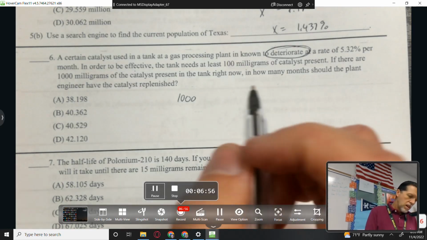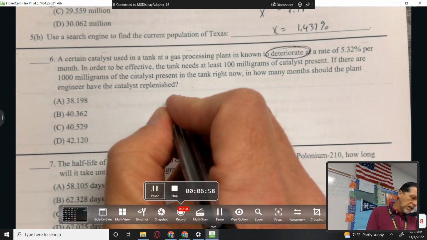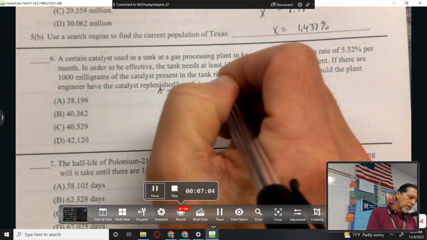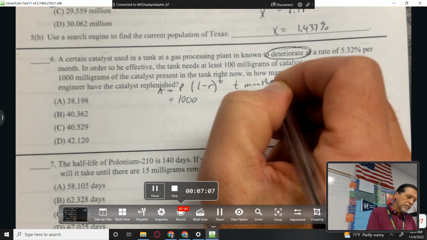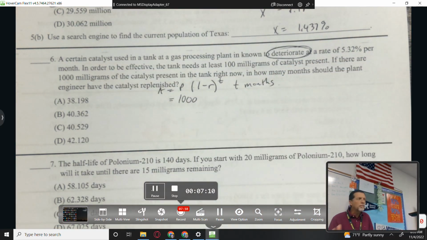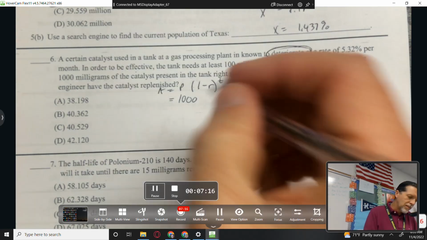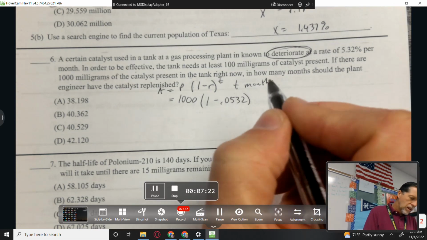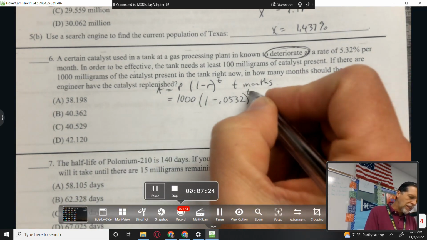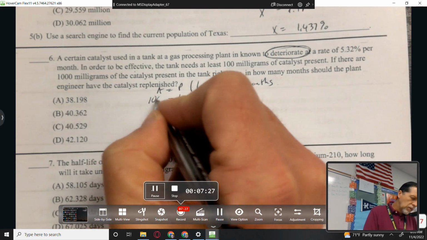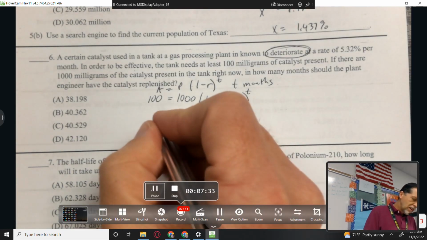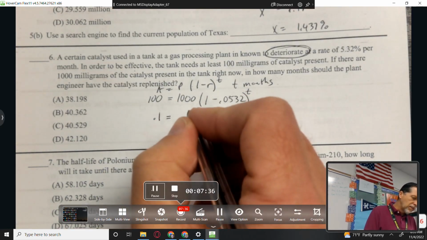Okay. I think I'm going to go with A equals P times 1 minus R to the T, but T is in months this time. But that's okay. The whole problem's in months, so there's no concern about switching back and forth. So 1 minus 0.0532, to the T, how many months, that's what we're looking for, equals 100. So yes, let's divide first. 100 divided by 1,000 is 0.1.